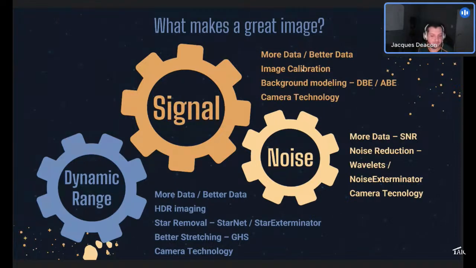Amazing what we can do with calibration now, really bringing the real signal in your images to the front, and not just the background noise and the weak signal, really maximizing the valuable signal in your images. Background modeling, we've been doing this for a while now, using something like DBE or ABE, subtracting those gradients out of the images, lifting the real signal out of the images, very important.